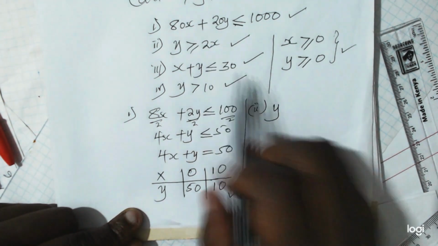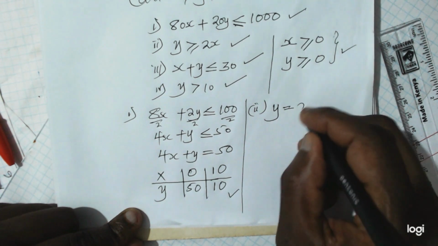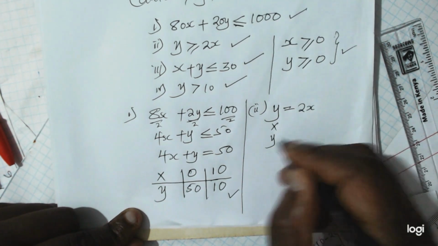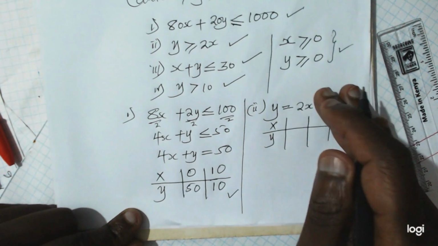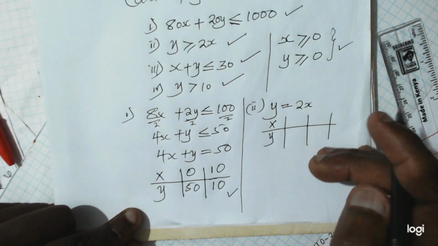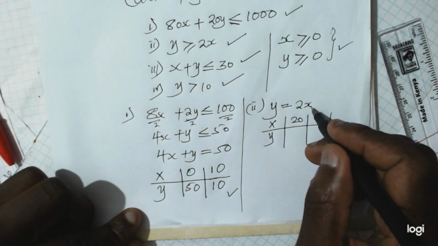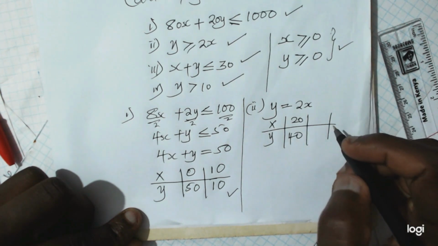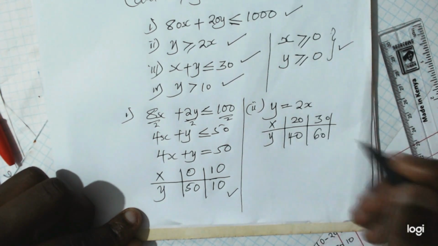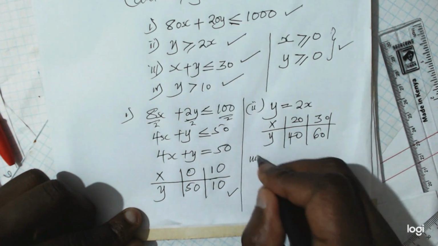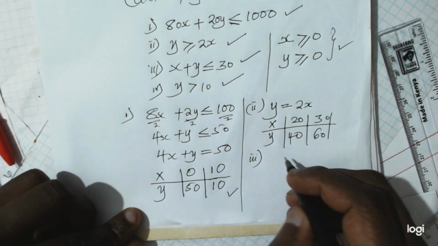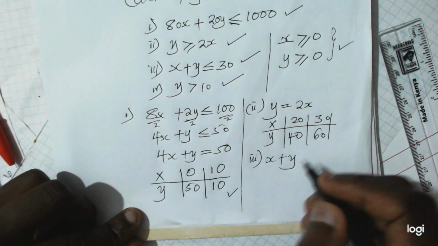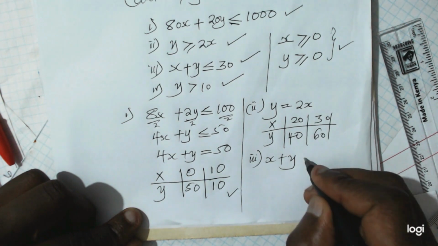The line you're going to draw there is y equals 2x. So again, let's have at least 2 points. We can have when x is 20, y will be 40. Choose any 2 points that you wish to. Then when x is 30, y will be 60. Then we can go to the third one. The line you're going to draw is x plus y equals 30.